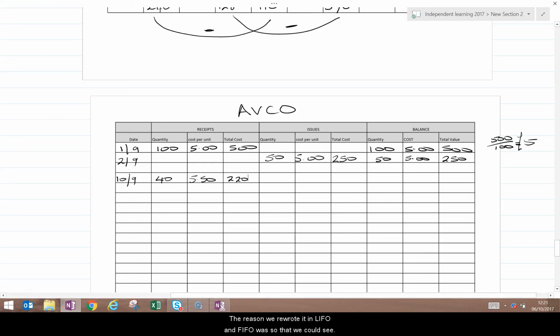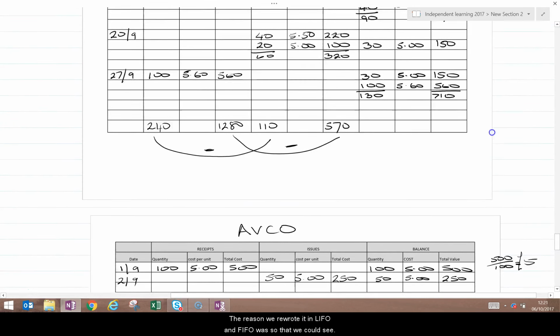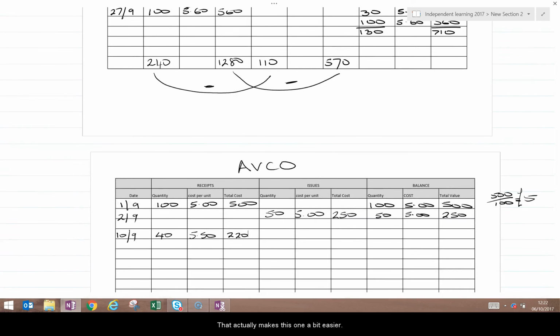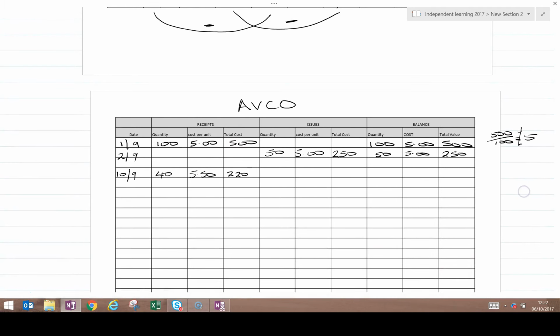The reason we rewrote it in Lifo and Fifo was so that we could see the breakdown of our balance and how much we had in each batch at different values. Because with Avco we just issue at an average cost, we don't need to know the individual prices that we've paid. So that actually makes this one a bit easier.